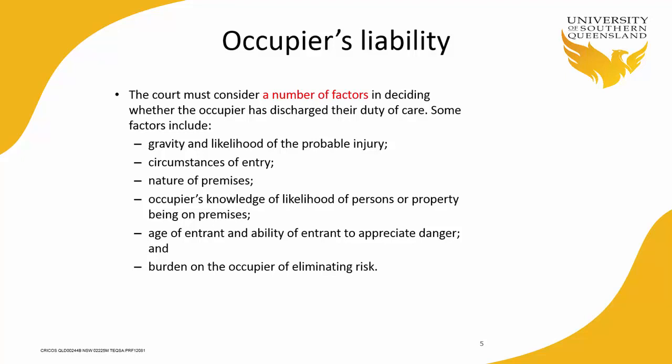Now if you go back and look at what we talked about in relation to breach of duty in chapter 5, you'll find that there are similarities between these factors and the factors we looked at in that chapter. So if you go back and look at page 138, for example, you'll find similarities between these factors that we look at in relation to occupier's liability, and this is one of the reasons why eventually this cause of action came under the larger umbrella of this cause of action we call negligence.